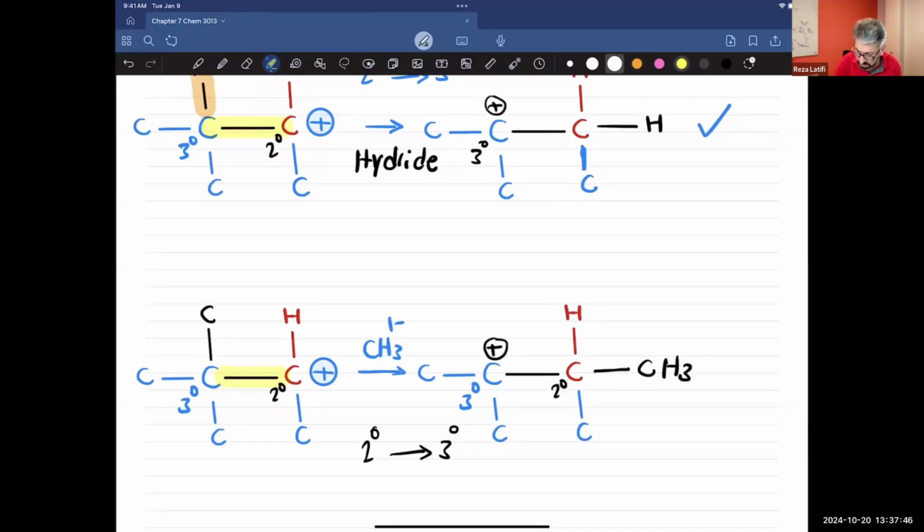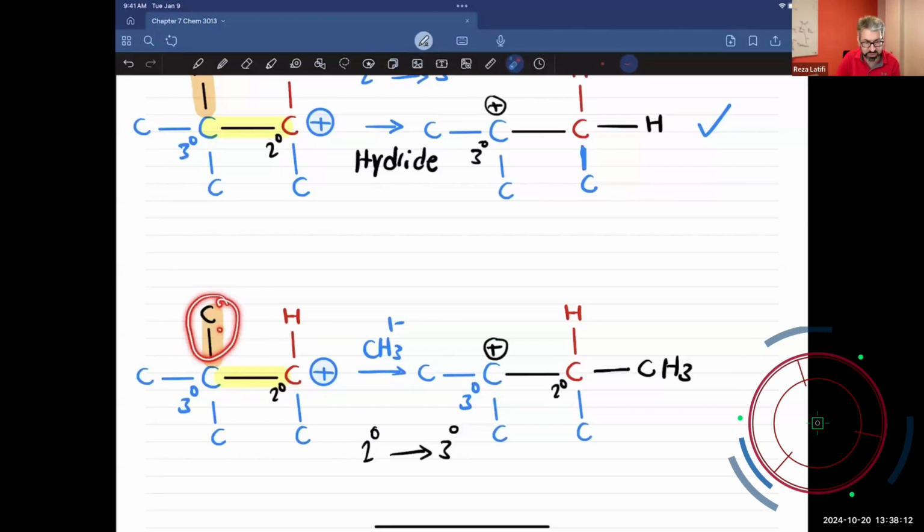Again, this is one bond, and this is the methyl group. So you cannot move any hydride or methyl if it is 2 or 3 bonds away from the carbocation. I'm not including those in my calculation. Simply, I ask: where is the carbocation, and where is the substituent? The substituent is sitting on this carbon, and I'm moving it. How far is it from the carbocation? Just one bond.